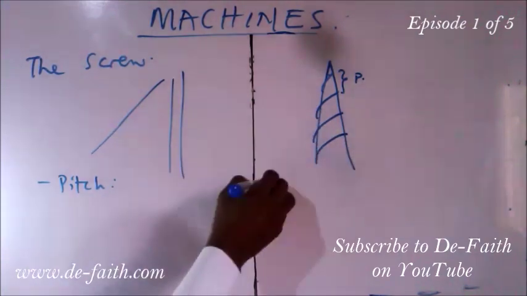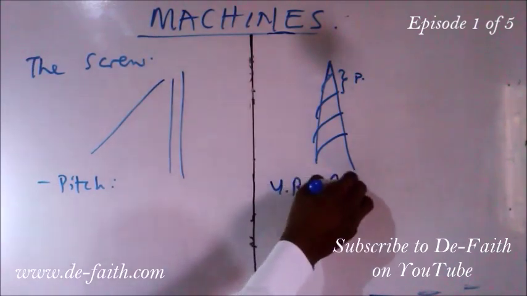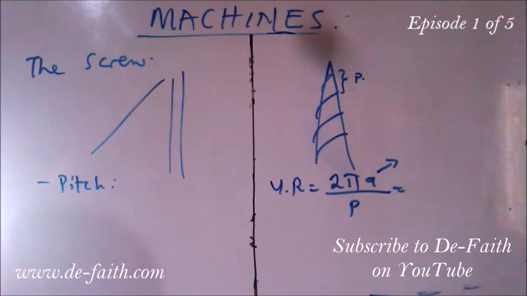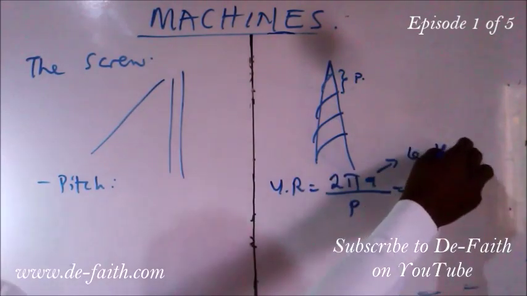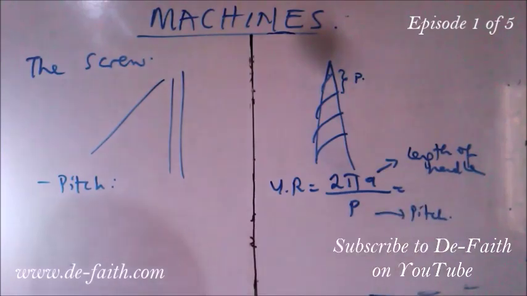So from all this, we can determine the velocity ratio of a screw by having it as 2 pi a over the pitch, where a is known as the length of handle, and p, that's the pitch, the distance between consecutive threads.